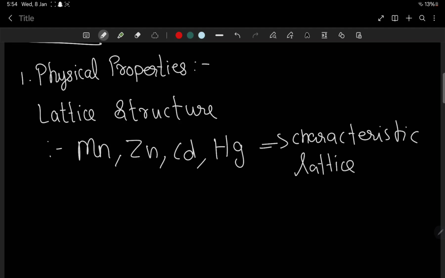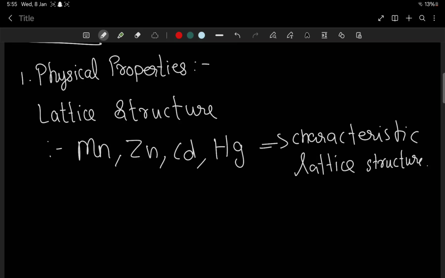They don't have HCP, BCC. Many children don't know this. Why? Solid state chapter deleted, right? In that chapter everything is explained, but now we don't know, but we are just learning HCP, hexagonal close packing, BCC, body centered cubic. What one more is there? CCP, cubic close packing. So just learn manganese, zinc, cadmium, mercury don't have characteristic lattice structure. This is important.